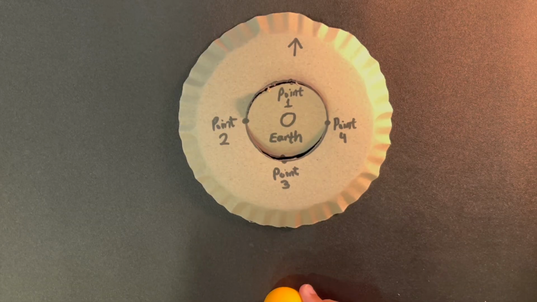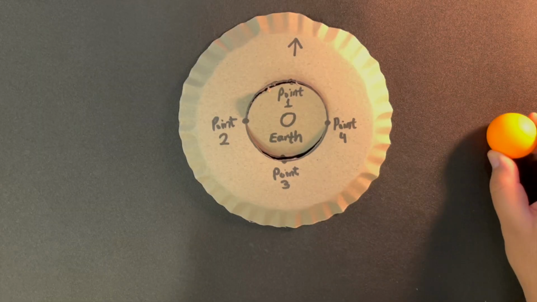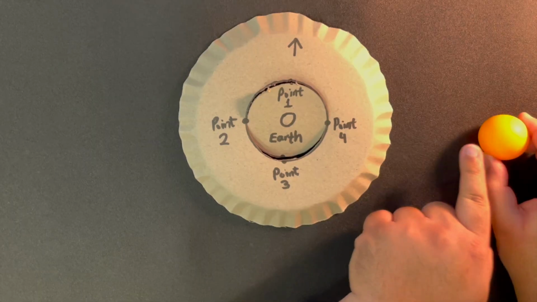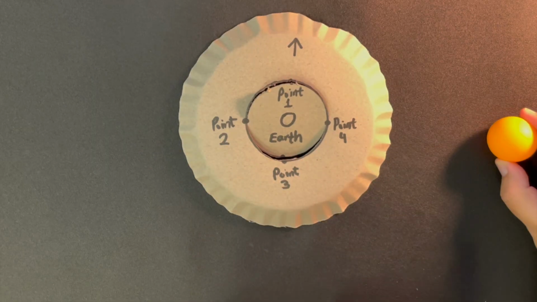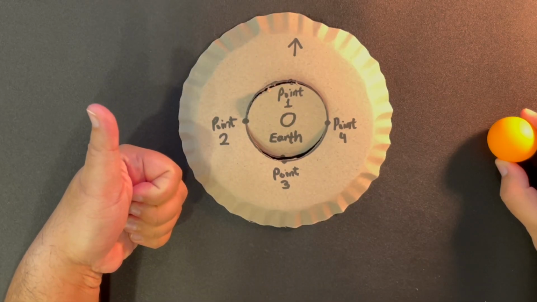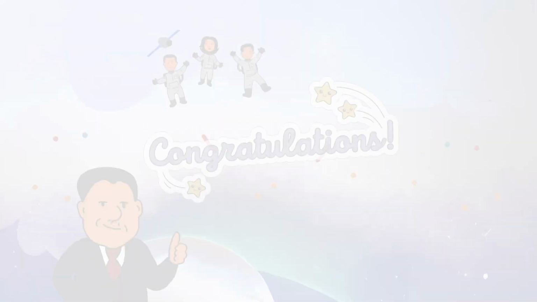However, at point 2 and 4, all three bodies are in the same plane, and that is when you have eclipses. And this is why you don't have eclipses every month, because the moon's orbit is tilted with respect to Earth. We hope you liked this activity.